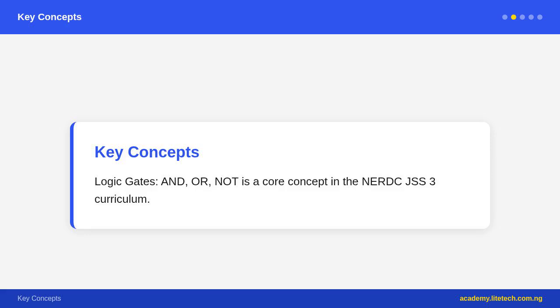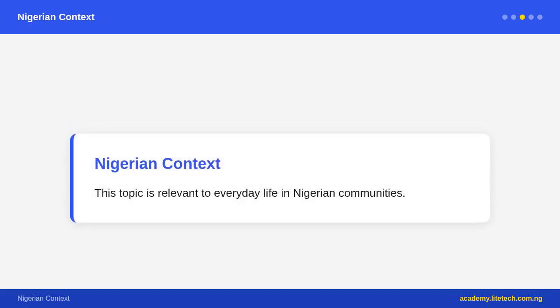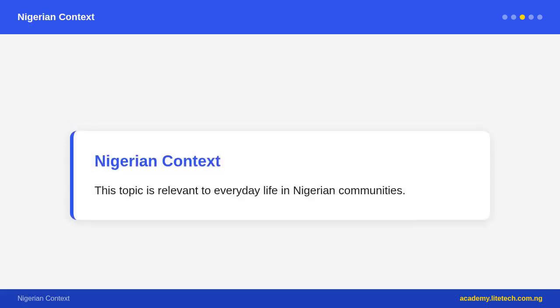3. The NOT gate, inverter. Symbol: a triangle pointing right with a small circle, a bubble, at the output tip. Rule: the output is the opposite, the complement, of the input. If input is 1, output is 0. If input is 0, output is 1. The NOT gate has only one input and one output.